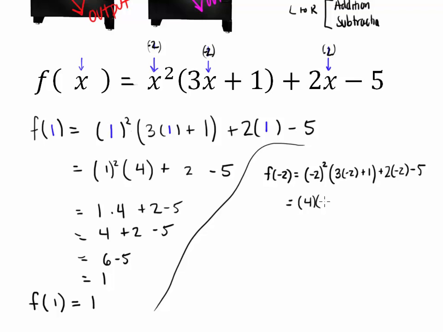3 times -2 is -6 plus 1. All right, you've got 2 times -2, that's going to be -4. So it's a positive 2 times -2 is -4, and then a minus 5. So right here, we got -6 plus 1 is -5. Minus 4 minus 5. It's -20.